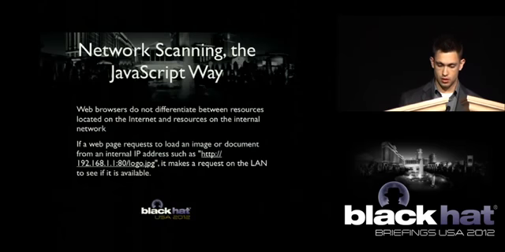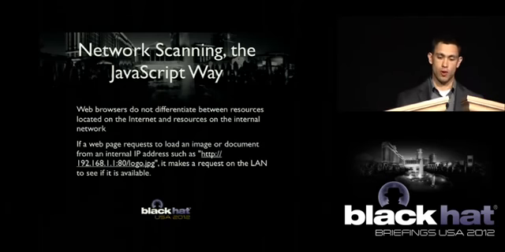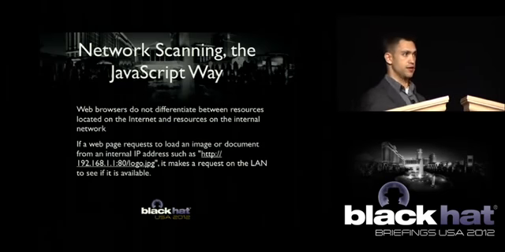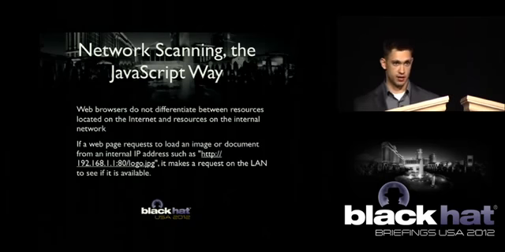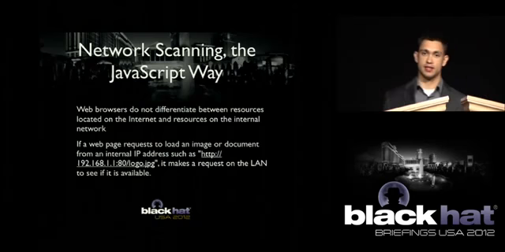So how is this even possible? How can stuff on the internet find out what devices you have on your internal network? They're supposed to be separate, right? Well, web browsers don't really differentiate between resources located on the internet and resources located on the internal network. If you have a web page that sends a request to an internal IP address, 192.168.1.1, it sends that request. It doesn't really care.